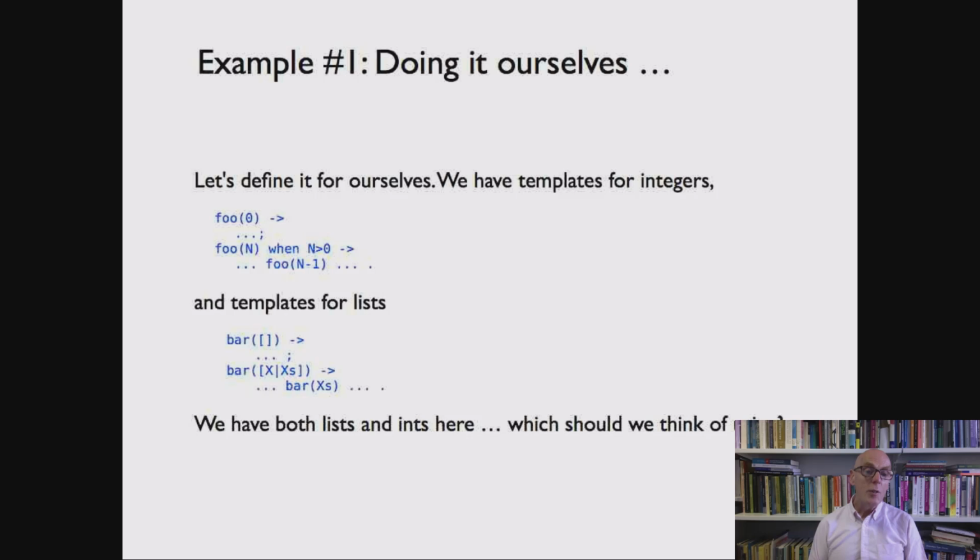Now, if we want to define this function for ourselves, we've got integers involved. We have a template for those. We say give the case at 0 and then give the case for n in terms of the case at n-1. And also we have a template for lists. We say what to do at the empty list and then what to do at x cons x's in terms of what to do at x's.